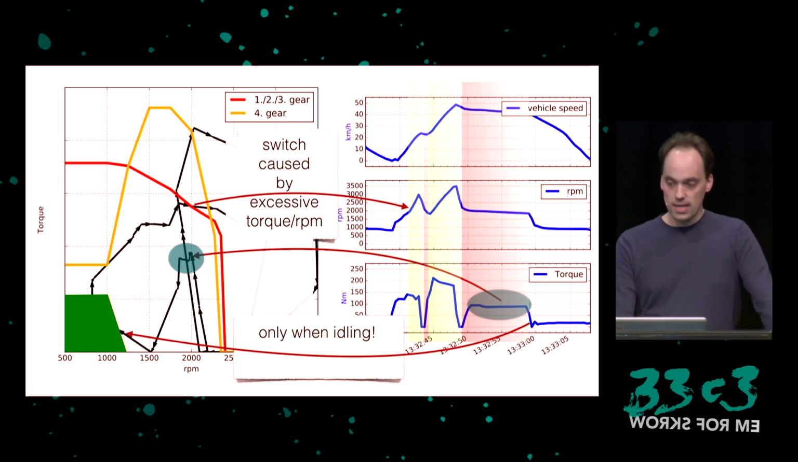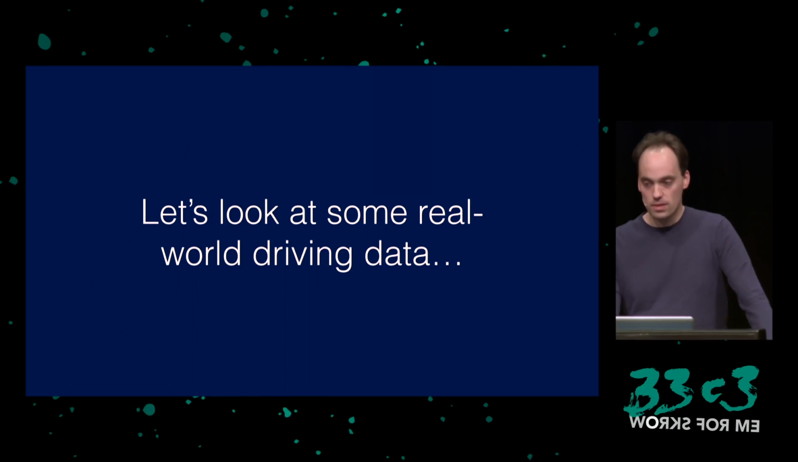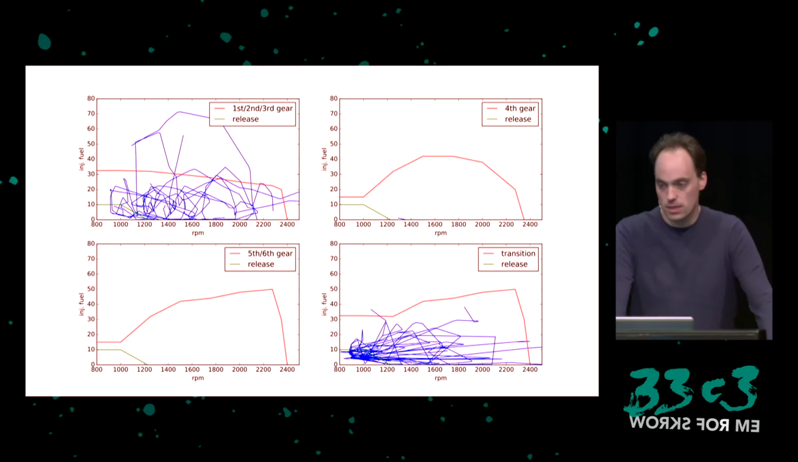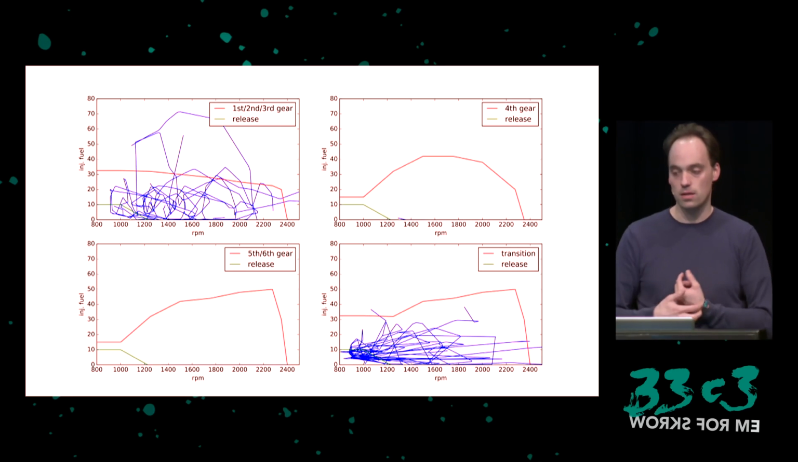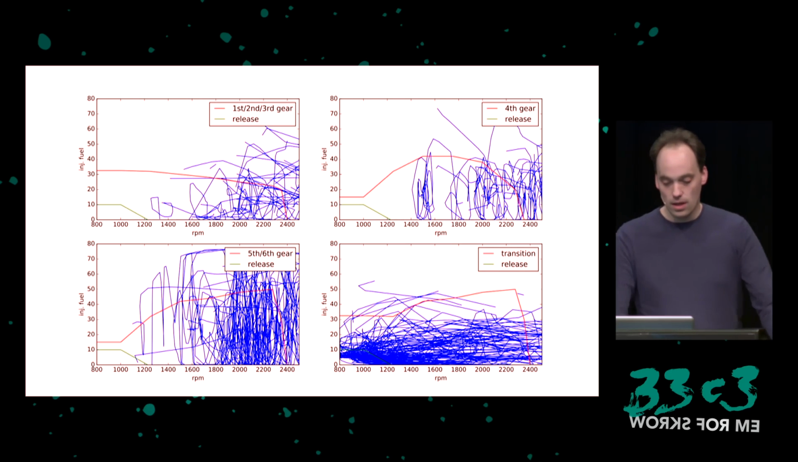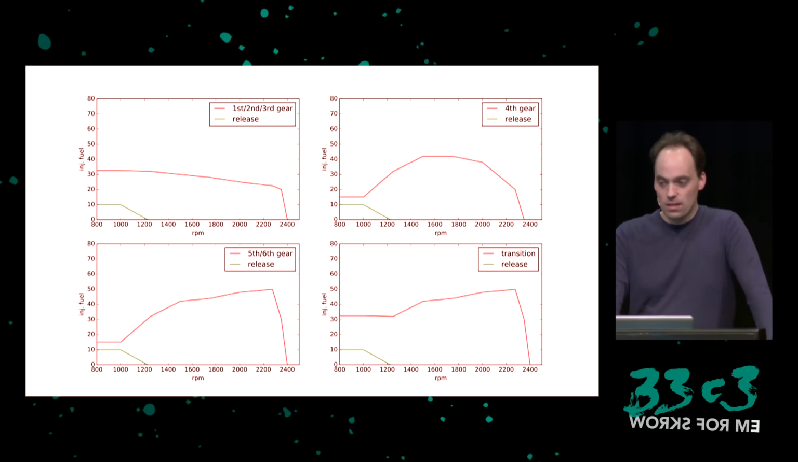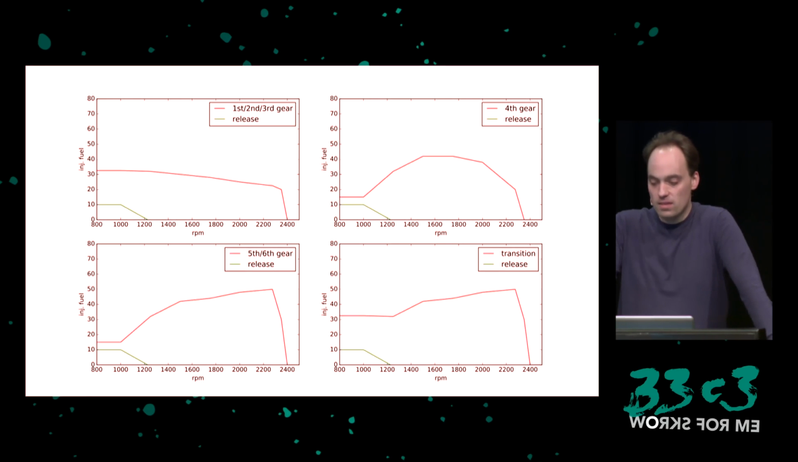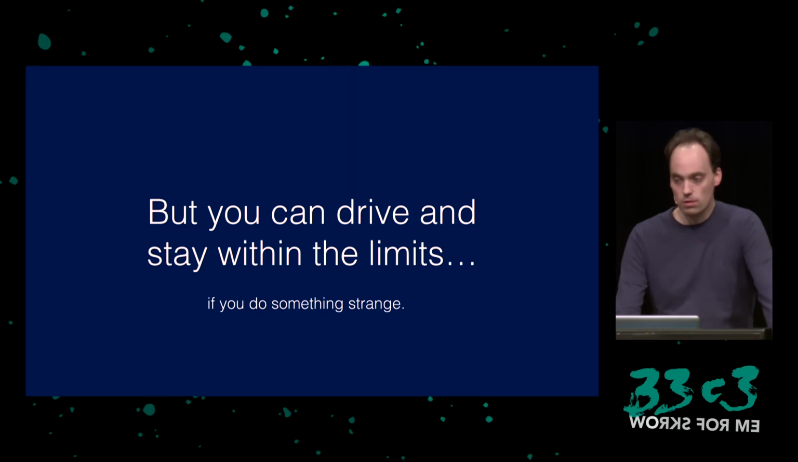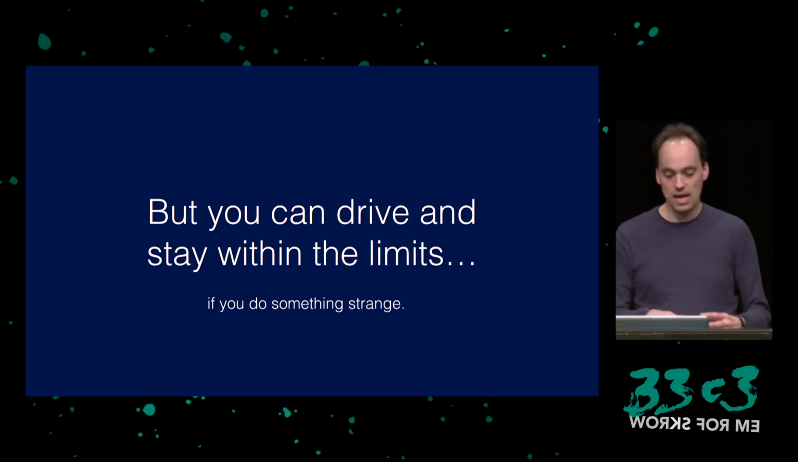So let's take a look at how often this actually happens in real-world data. So here's us driving through a city, and we can see we constantly exceed these load limits. And this is driving on the Autobahn, and yeah, we constantly exceed those. But they look interesting. They look as if they had been designed according to something, right? They have this specific form, and it's not just, yeah, I don't know. And it turns out if you do something really strange, you can stay within these limits.